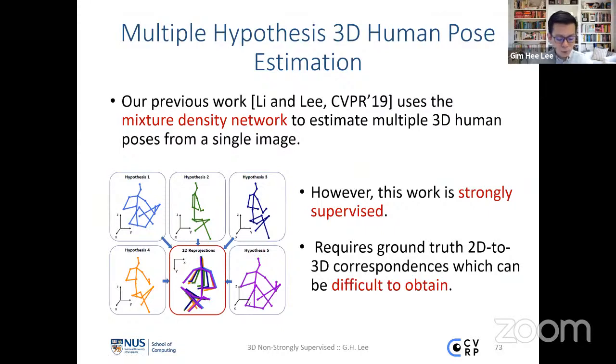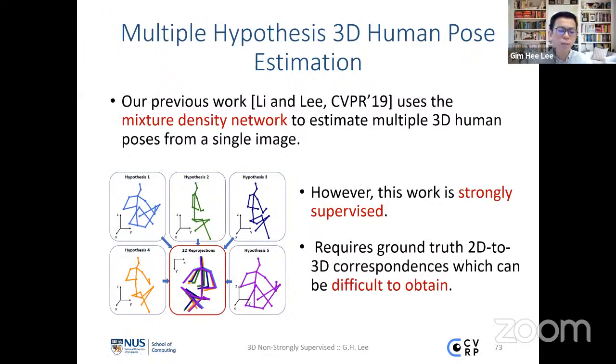And in our previous work, we show that we can actually mitigate this problem by, instead of getting the network to estimate one single 3D human pose, which can easily overfit to the training data, making use of what we call the mixture density network to estimate multiple 3D human poses from a single image over here. So we can see that in this case, in our mixture density network, we actually estimate 5 hypotheses per input image, where all of them reproject to almost the same 2D reprojections, which shows that the inverse problem actually exists. However, this existing work that we proposed in CVPR 2019 last year is strongly supervised.